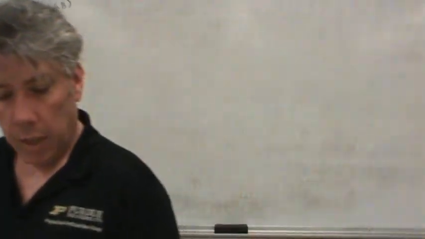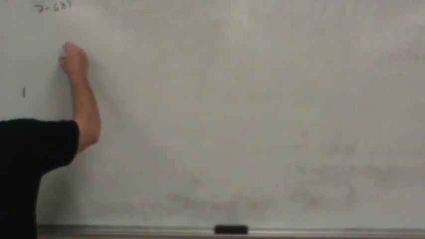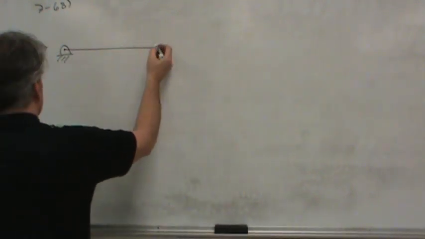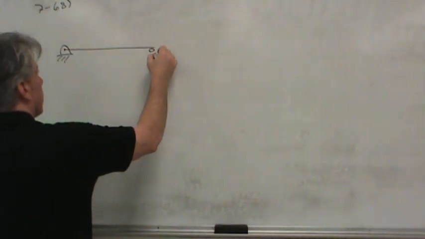This is problem 7-68. It's on page 361. Draw the shear moment diagrams for the simply supported beam. This beam is interesting. I selected it because it has a point load and a point moment load. So it looks something like this, at least in skeleton format.